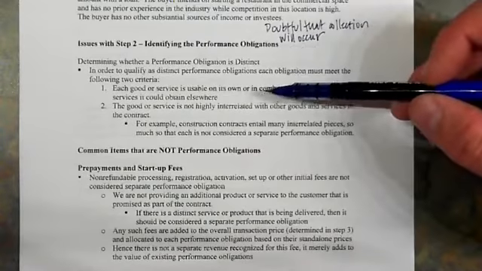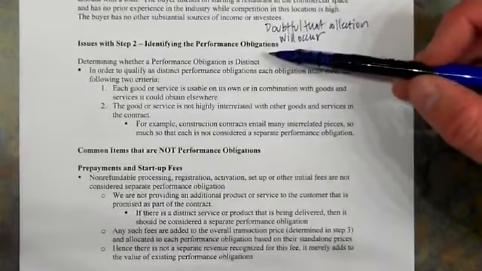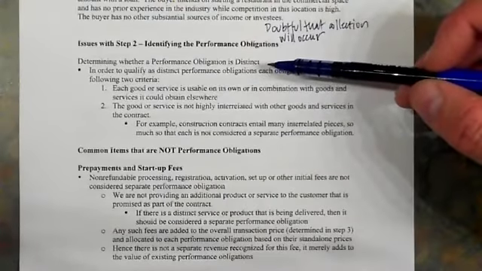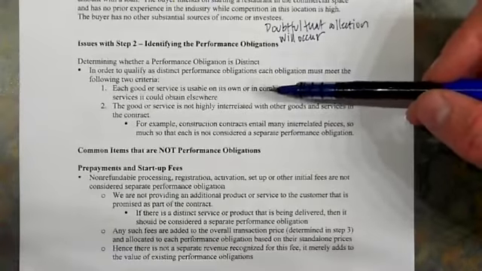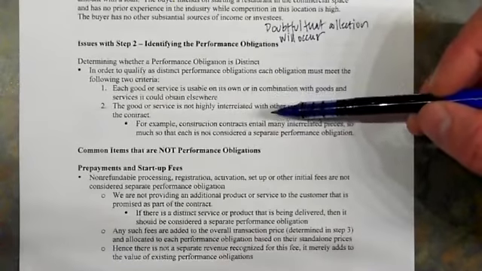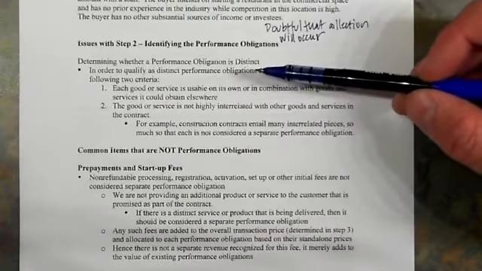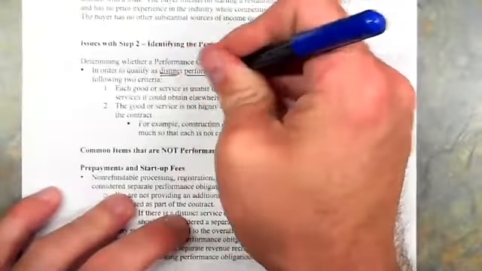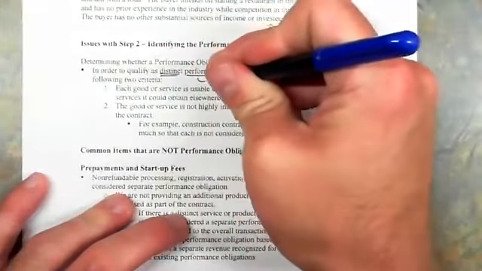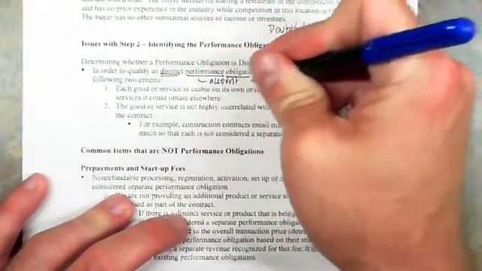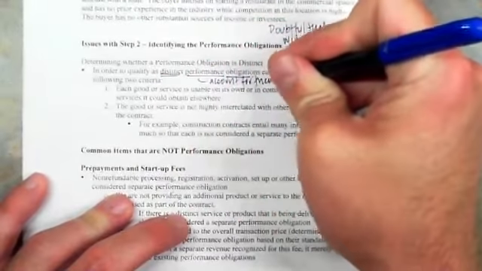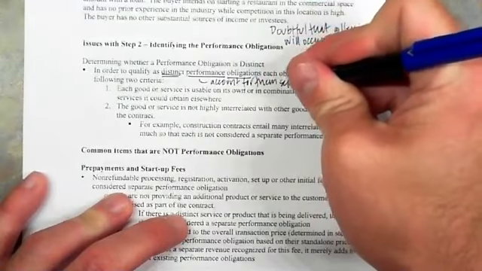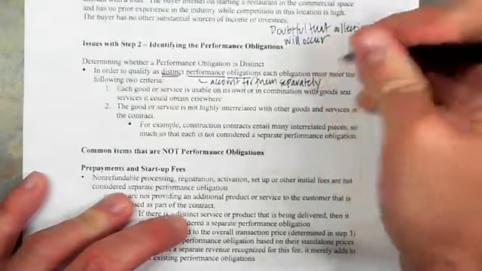Issues with step 2. Identifying the performance obligations. Now, this is going to be something that is qualitative, which means just without numbers, but with your professional judgment. You have to determine whether performance obligations are distinct. If they're going to be distinct performance obligations, and that means that we are going to account for them separately, like we did with the Myrmidon game control system, then they're going to have to meet 2 criteria.